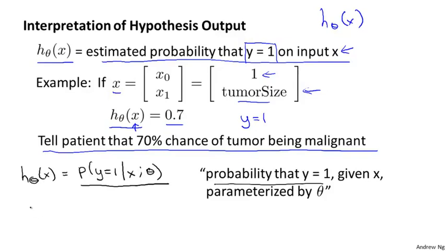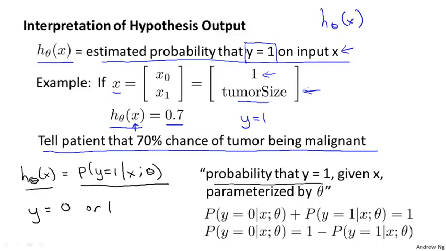Now, since this is a classification task, we know that y must be either 0 or 1, right? Those are the only two values that y could possibly take on, either in the training set or for new patients that may walk into the doctor's office in the future. So given h of x, we can therefore compute the probability that y is equal to 0 as well. Concretely, because y must be either 0 or 1, the probability of y equals 0 plus the probability of y equals 1 must add up to 1.